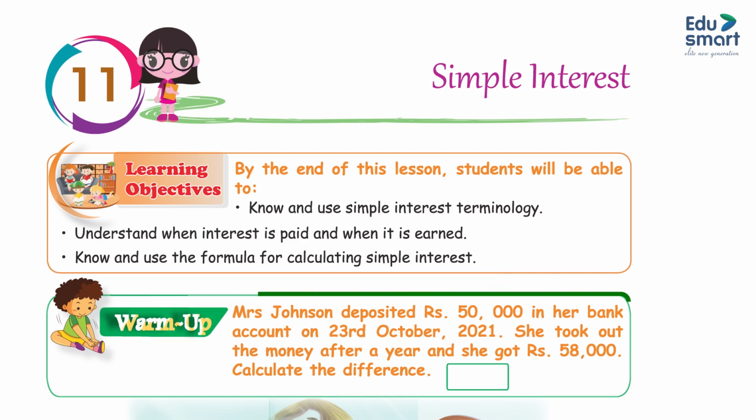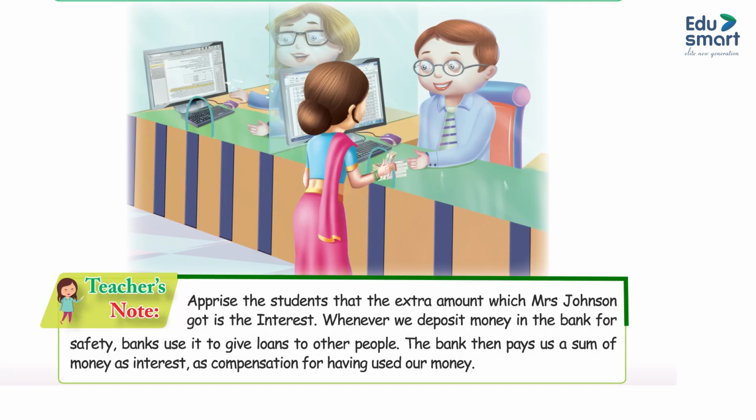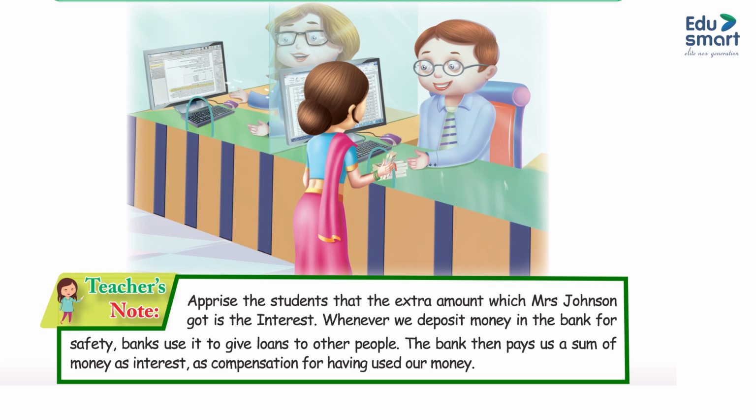Warm up. Mrs. Johnson deposited rupees 50,000 in her bank account on 23rd October 21. She took out the money after a year and she got rupees 58,000. Calculate the difference. Teacher's note: apprise the student that the extra amount which Mrs. Johnson got is the interest.